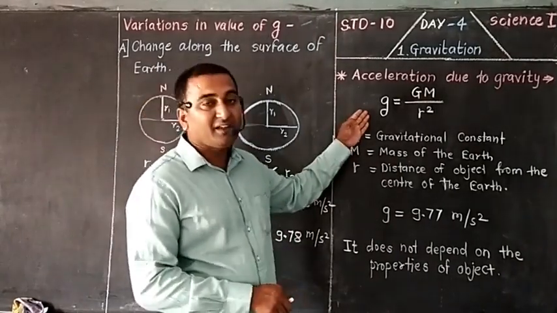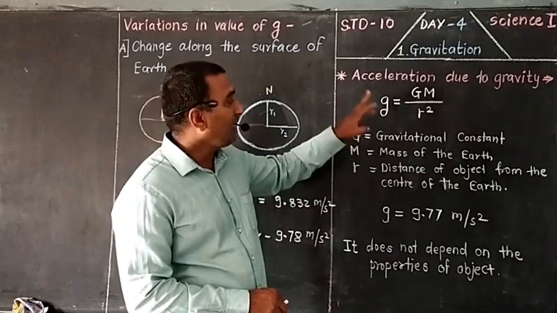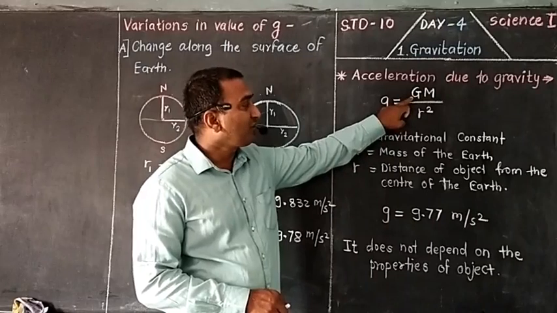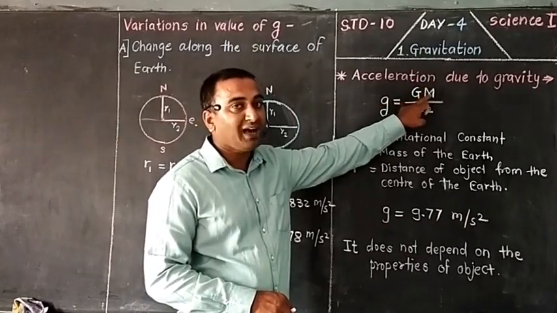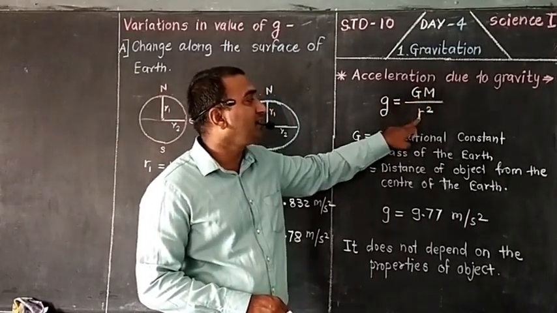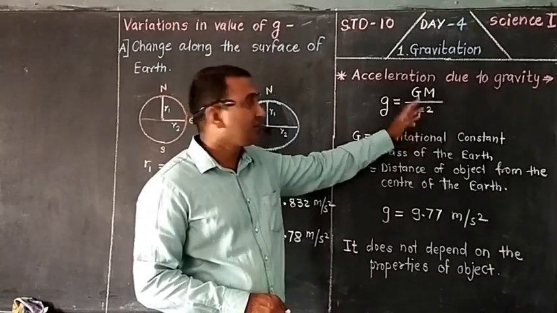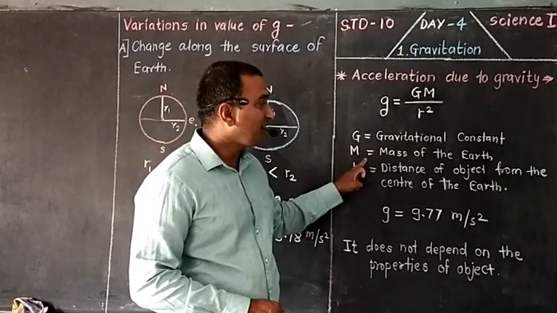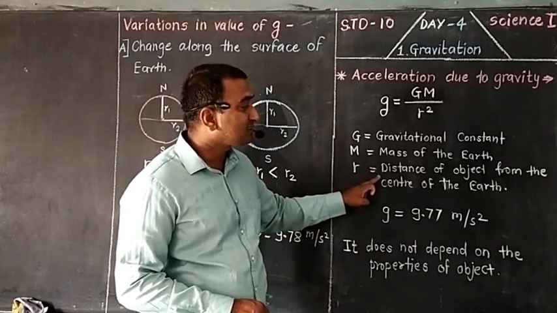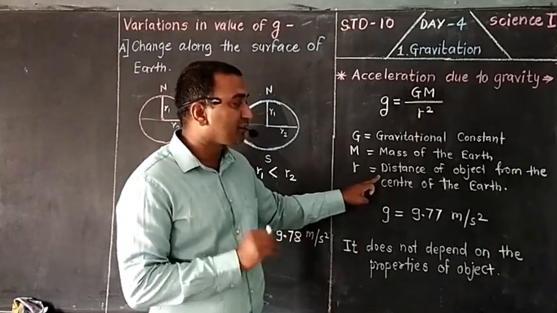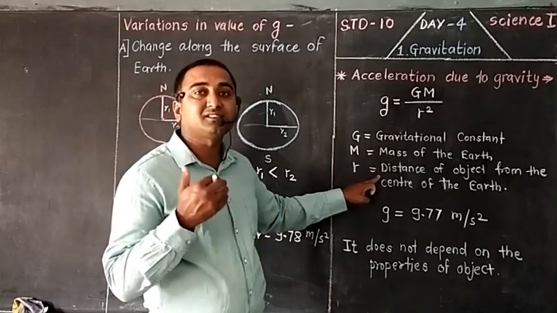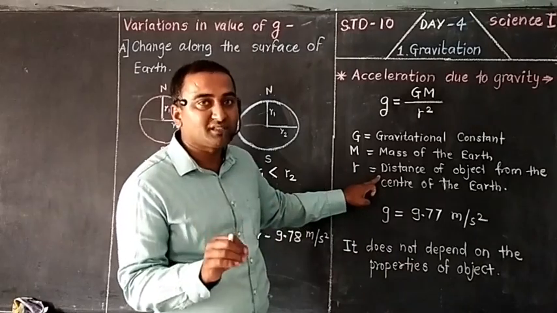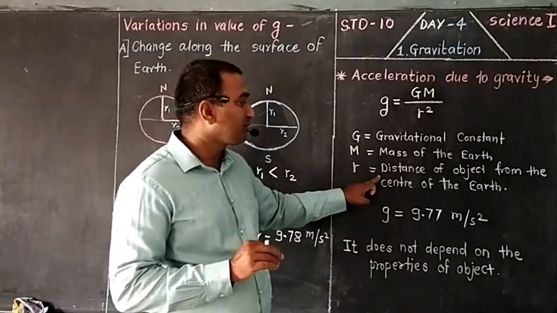So what is the formula we have discussed? Acceleration due to gravity is equal to gravitational constant into mass of earth divided by distance square. Within that term, what is G? G is the gravitational constant, M is the mass of earth, and R is the distance of the object from the center of earth. Whether it is on the surface of earth or above the surface of earth, we should measure this distance from the center of earth.